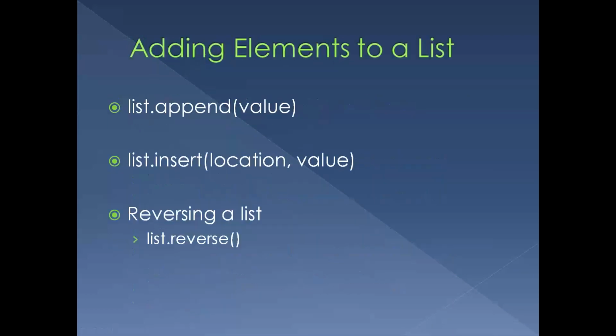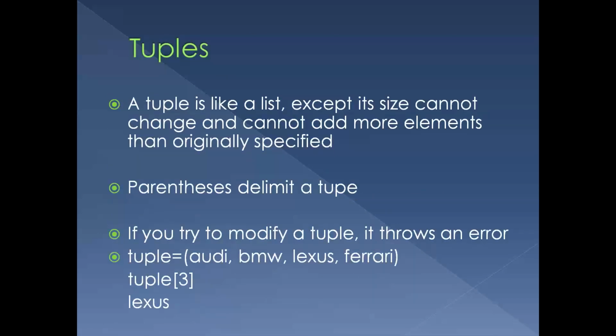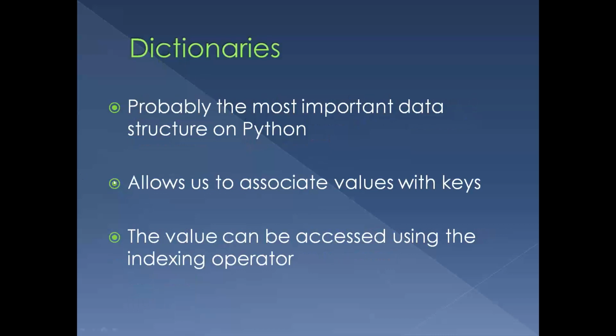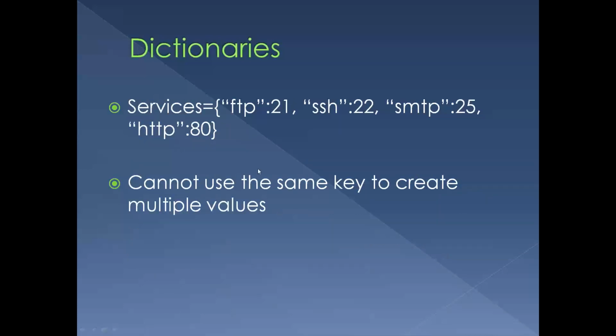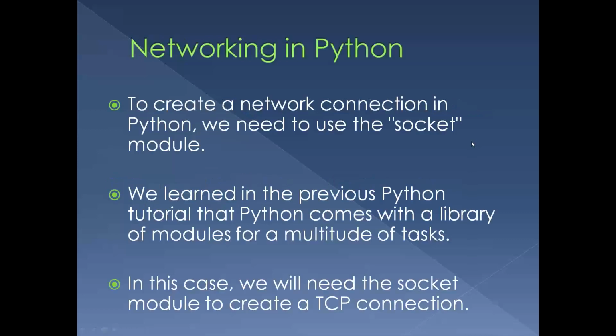Lists, we talked about those yesterday, and some of the methods of list. Tuples, dictionaries. Probably the most important data structure in Python, it allows us to associate values with keys. Such as, we could create a dictionary called services and then associate the string FTP to 21, SSH to 22, SMTP to 25, what have you. This is what we're going to be doing today, networking with Python.